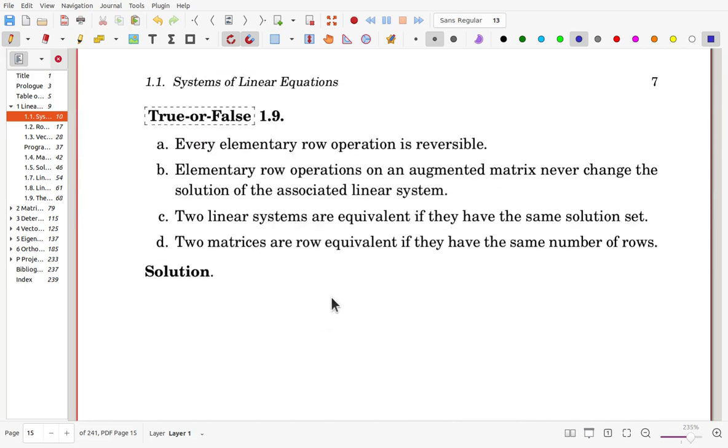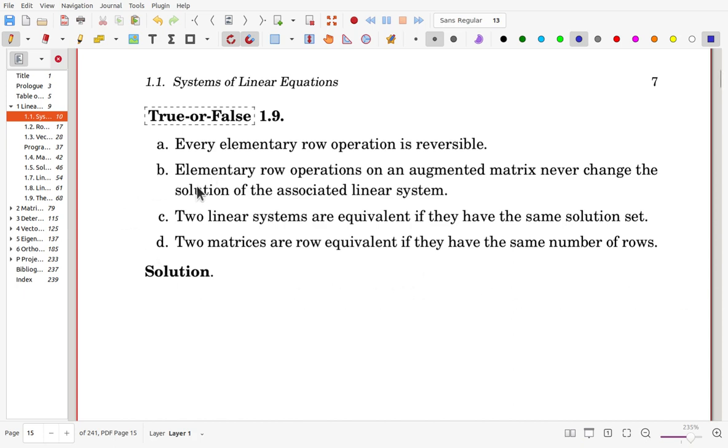Here we have a true or false problem. Every elementary row operation is reversible. Is it true? It must be true. The reason is, for example, replacement is adding another row to a certain row. If you subtract the same amount, then it is the inverse of the operation. Also, interchange, if you do it one more time, then it will go back to the original one. And for scaling, if you multiply by k, then for the inverse operation, if you multiply by 1 over k, it will go back to the original one. So eventually every elementary row operation is reversible. So it is true.